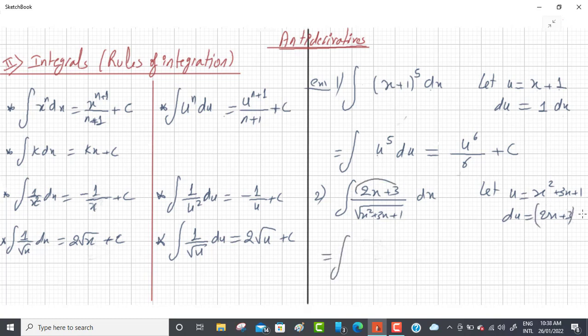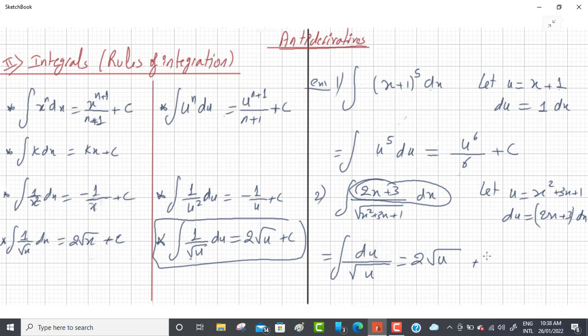So this integral is going to be 2x plus 3. You should always add dx. (2x plus 3) dx is du. Radical of x squared plus 3x plus 1 is radical u. According to this rule, the antiderivative of du over radical u is 2 radical u plus c. So it's going to be 2 radical of (x squared plus 3x plus 1) plus c.